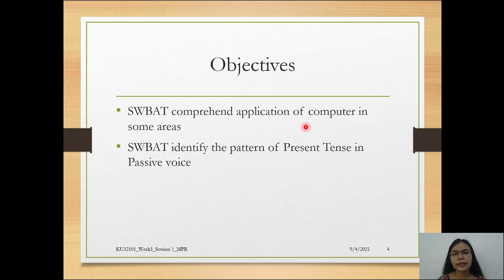Now we will discuss the objective for this week. So we will talk about the application of computer in some areas. So there are some texts related to the application of computer in some areas, and then we'll talk about the pattern of present tense in passive voice, and then of course we'll do some practice afterwards.